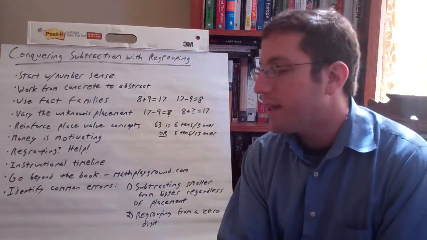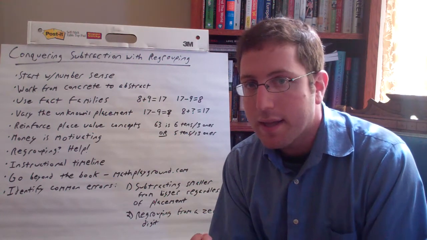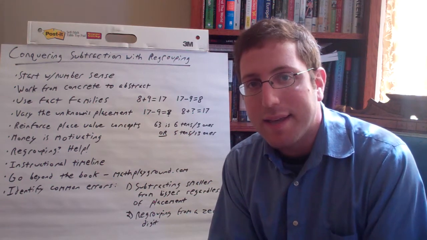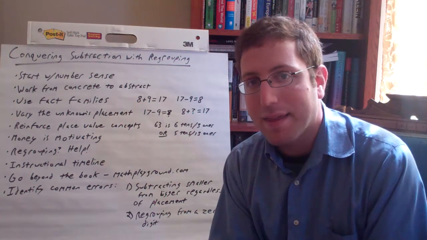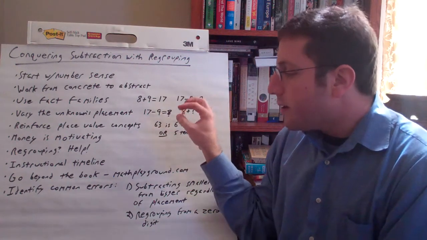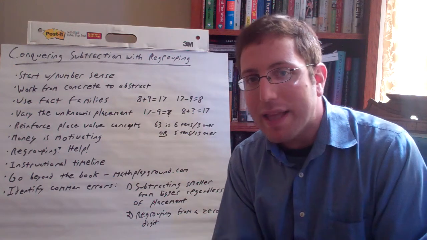Next, reinforce place value concepts. There's a researcher that the author here quotes who says that really understanding the elements of the base 10 system is a critical element of math. And so in this case, for example, students need to understand that when we're doing regrouping, we're not changing the values of numbers.